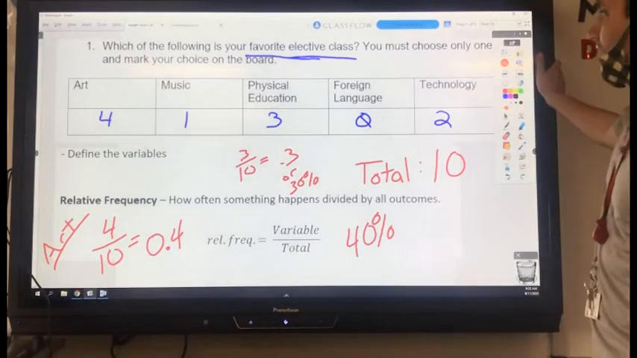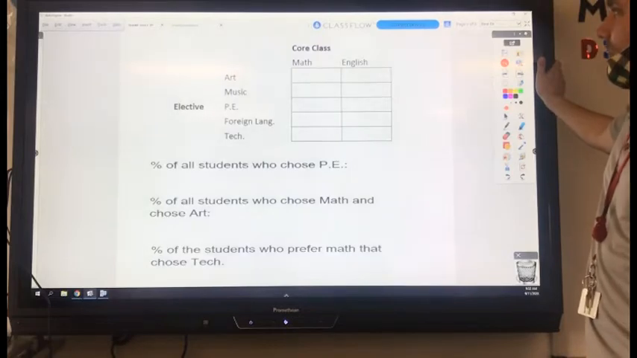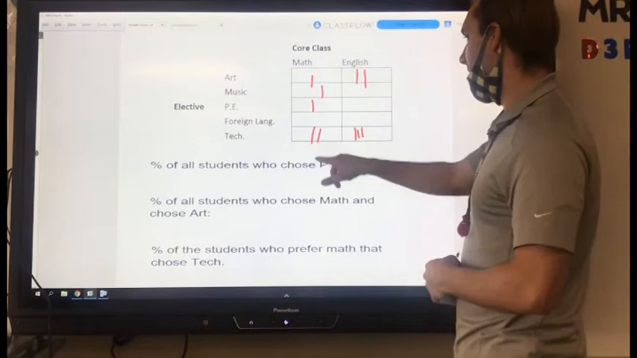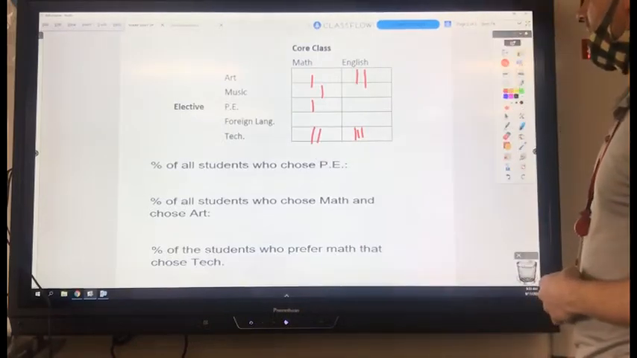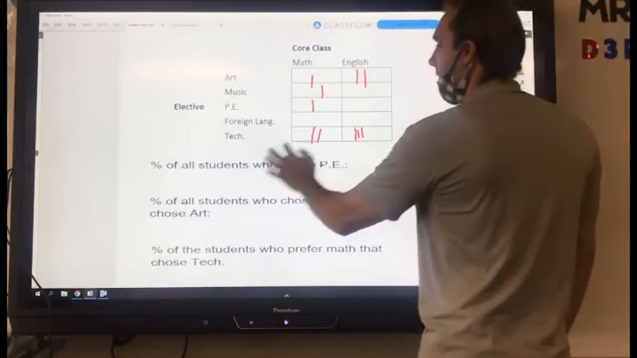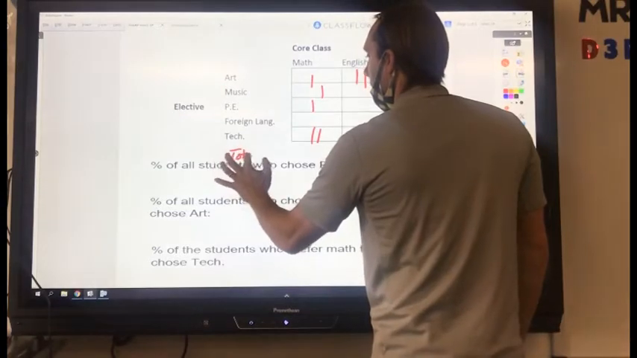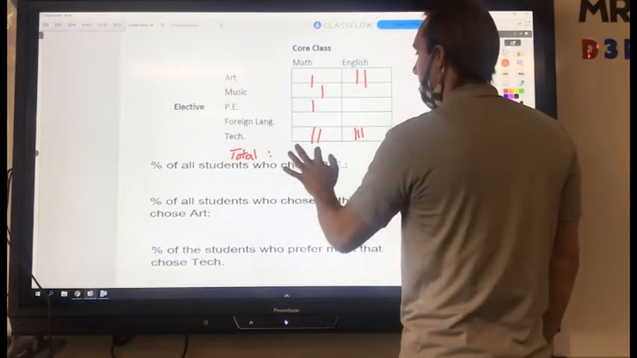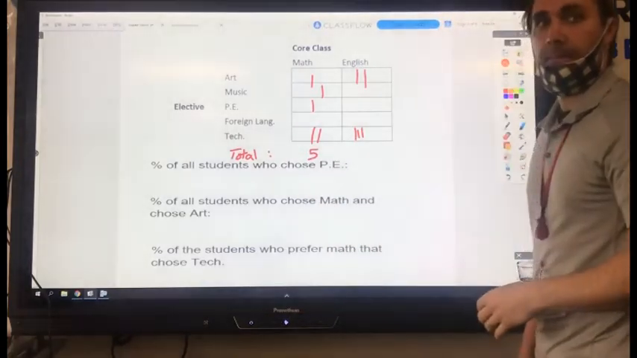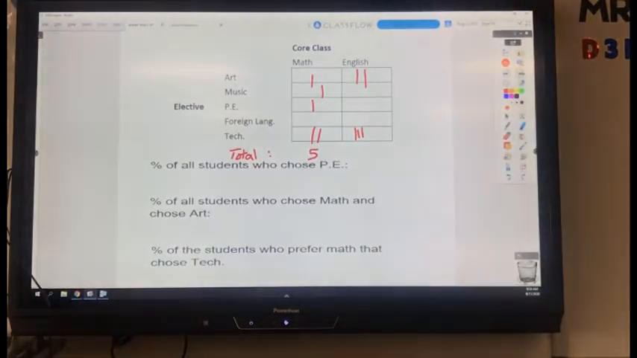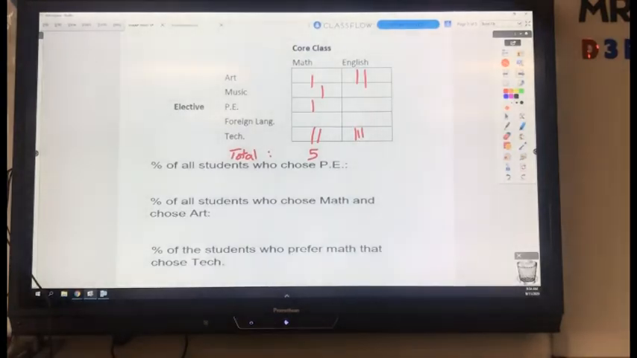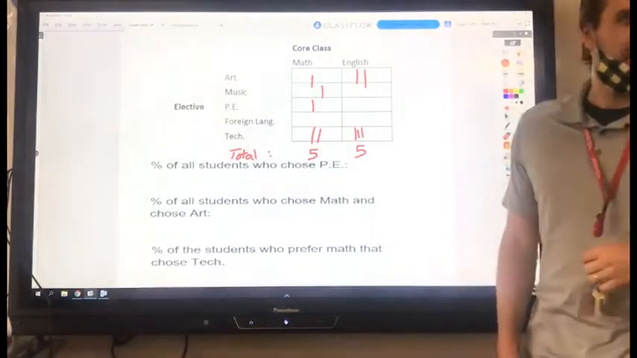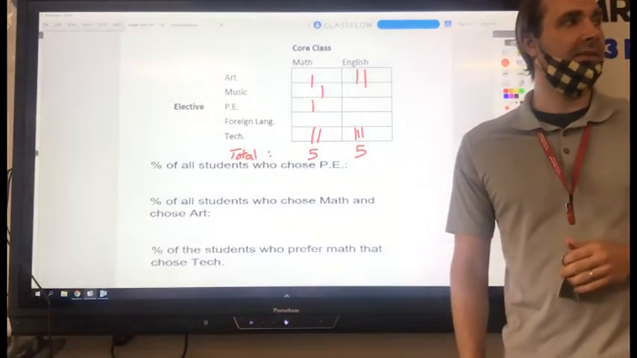All right. So, let's see. Raise your hand if you did art. For the sake of this, I'll put 2. Okay, let's do some totals. So how many total do we have with math and core classes? 5. And how many total do we have with English? 5.